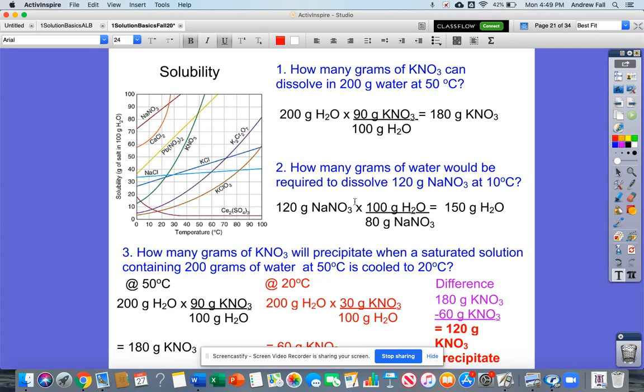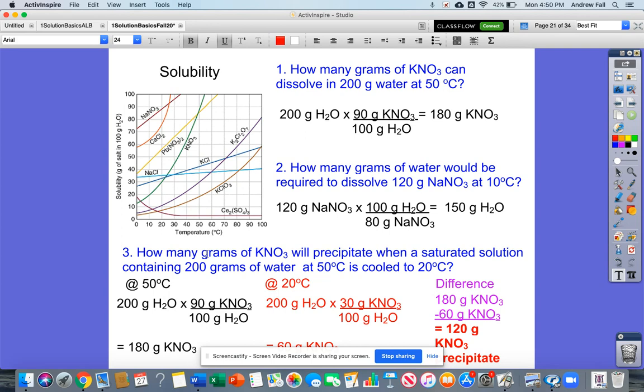A second problem would be if we need to know how much water we'd need to dissolve a certain amount of solute. In this case, how many grams of water would be required to dissolve 120 grams of sodium nitrate at 10 degrees? We look at sodium nitrate at 10 degrees and we see that we can dissolve 80 grams of it at that temperature in 100 grams of water. This time we're going to invert that conversion factor because we were given the amount of solute, and we want the solute to cancel out to give us the amount of water we would need to dissolve that solute. So you can see that we would need 150 grams of water.